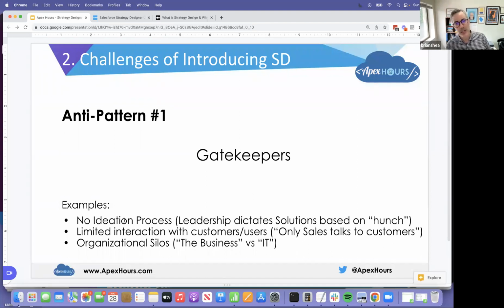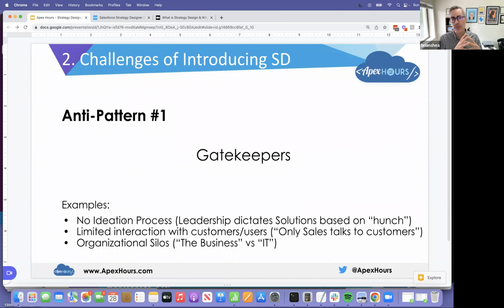Two is limited interaction with customers or users. This is an example we've seen in organizations where only salespeople talk to the customers, or only relationship managers talk to the customers. And often that can be a sign of information being very limited to one group of people.